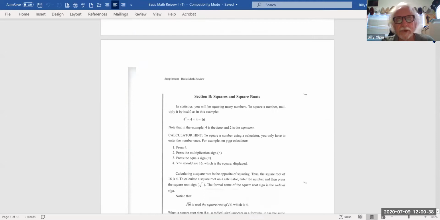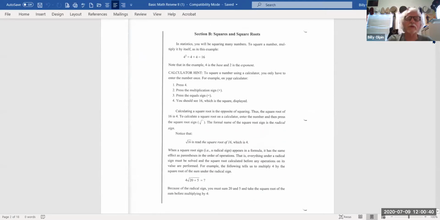Next, we're going to go to section B, squares and square roots. So, exponents. In our case, we're pretty much going to stick to the square: just 2, whatever the number is, times itself, squared. When you're using your calculator, you just hit the number you want to square, the multiplication sign and the equal sign, and it will automatically square the number for you. That's what we'll be doing. So you have your calculator. There's really not much to it.